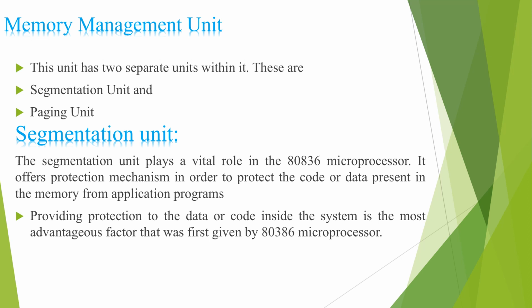Next is the memory management unit. This unit has two separate parts, the segment unit and the paging unit. The segment unit plays an important role in the 80386 microprocessor. It offers the protection mechanism in order to protect the code or data that is stored in memory, right? Providing protection to the data or code inside the system is the most advantageous factor of the 80386. What does the segmentation unit do? It protects the data stored in memory.